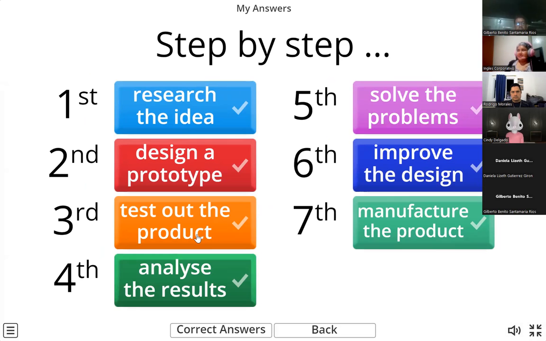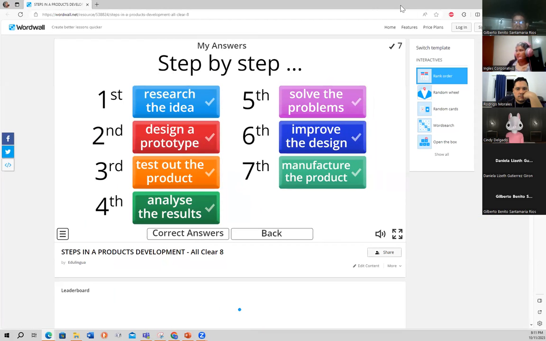Okay, I bring these steps today because we're going to think about one product. We can take into account the one that we already have from the previous activity that we did yesterday, and we can improve that, or take the idea from that product, or you are free to change the idea if you want. Okay, very good. Thank you so much.